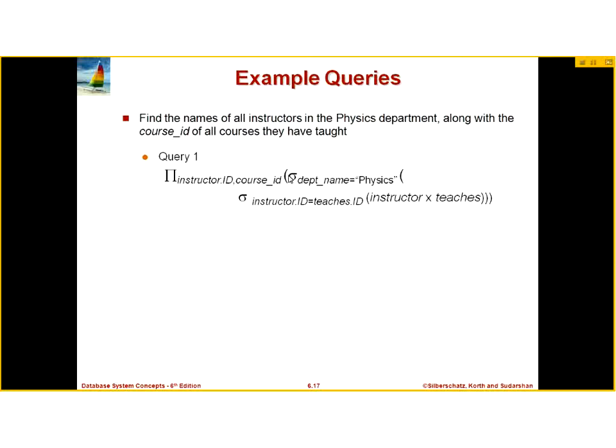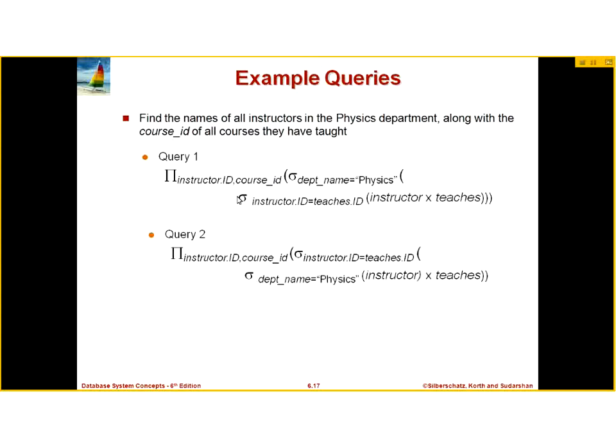So first, for instructor, you select the ones from the physics department, and then you project instructor ID and course ID, because you had to display the names of instructors and the names of courses they have taught. Instead of doing it with names, because names can be repeated as well, you are doing it with IDs, projecting IDs and course IDs.